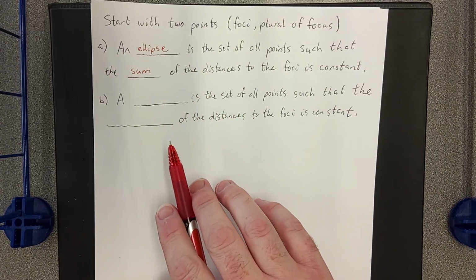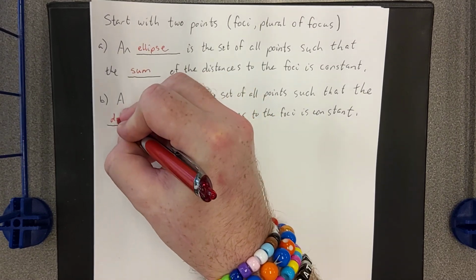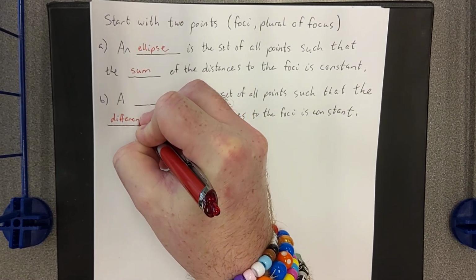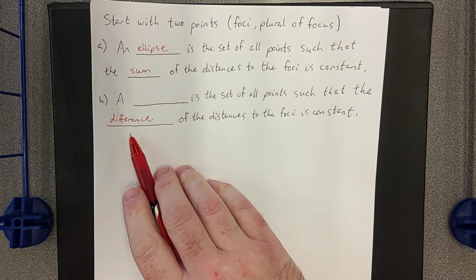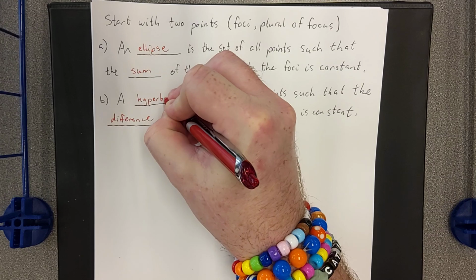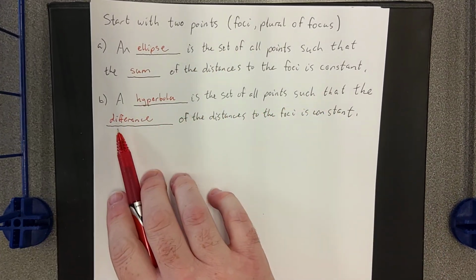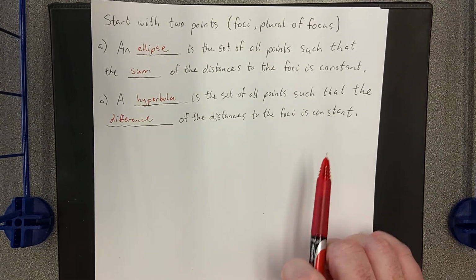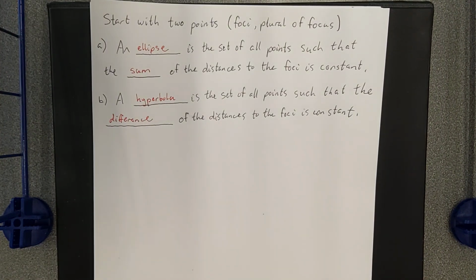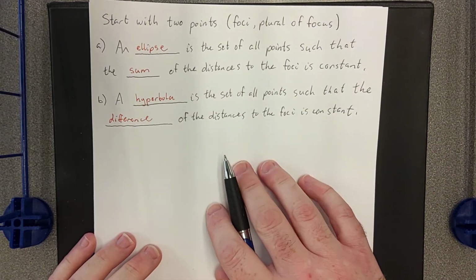Here I'm going to give you a slightly altered definition, where I'm going to change this word, sum, to difference. After I change that sum to difference, this is no longer an ellipse. This is now officially a hyperbola. So a hyperbola is the set of all points such that the difference of the distances to the foci is constant. Now, based on these two definitions, I hope that it communicates that, not geometrically, but based on the definition, an ellipse and a hyperbola are very, very similar things.